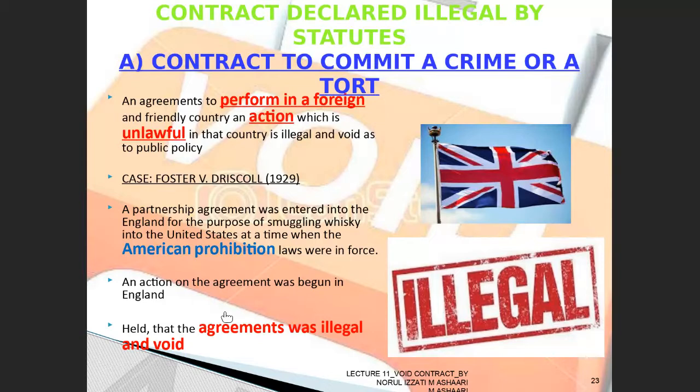This is supposed to be an agreement to perform in a foreign and friendly country, and it is considered unlawful because the act itself is considered illegal, and it is also void as against public policy. Illegal for that particular company, so that is actually not allowed. So at the end, when it is not allowed, the implication is that the contract will be void.